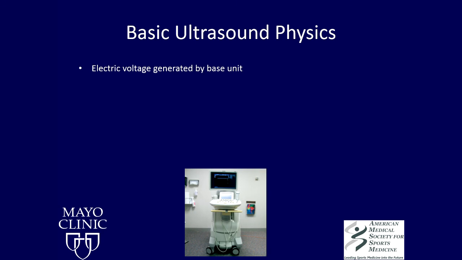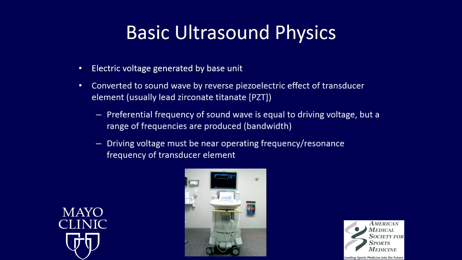So in your ultrasound machine, you're going to generate an electric volt, which is going to be converted to a sound wave through the reverse piezoelectric effect when it hits the end of your transducer and strikes a transducer element, which used to be a naturally occurring crystal, but now is typically a man-made substance such as PZT. And there is going to be a preferential frequency of sound wave that's based on the driving voltage, but you will also produce somewhat of a bandwidth. So you're going to have frequencies that are above and below that preferential frequency.